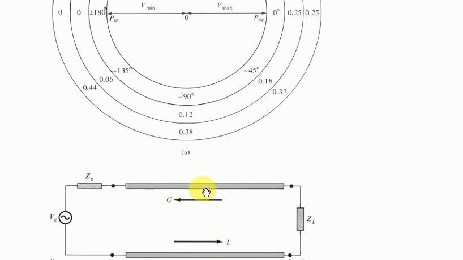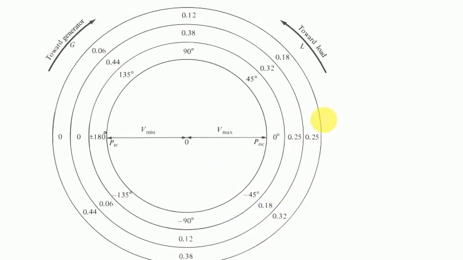So let us correlate with the direction on the Smith chart. If you are starting from any random point and moving in the clockwise direction along the Smith chart, it means you are moving towards the generator. And starting from any random point on the Smith chart, if you are moving in the counterclockwise or anti-clockwise direction, that means you are moving towards the load.